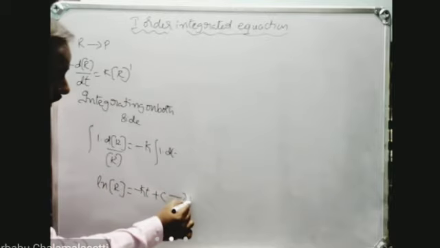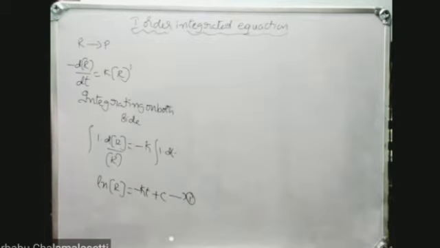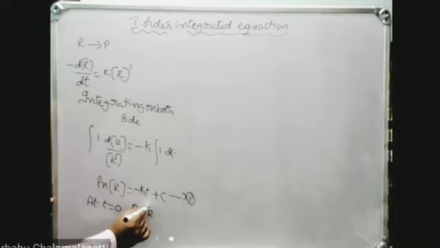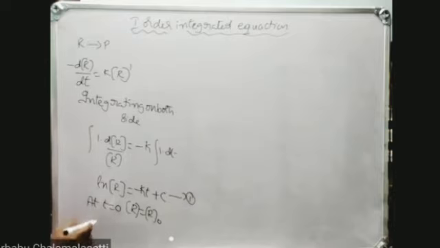This is equation 1, where c is the integral constant. Now, at time t is equal to 0, R is equal to R naught. If you substitute this value, then you will get ln R naught is equal to c.